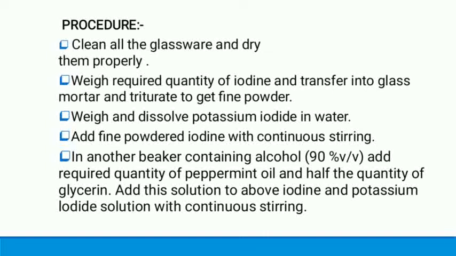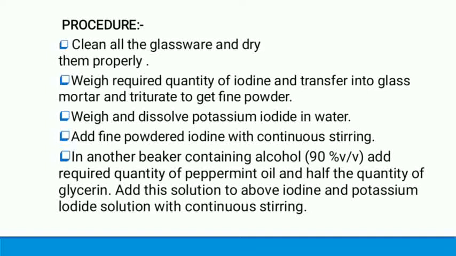I'll just repeat these steps. You have initially weighed the required quantity of iodine and transferred it to the mortar and pestled it. Then you have weighed and dissolved the required quantity of potassium iodide in water, and to that solution you have added iodine with continuous stirring. Then you have taken another beaker, in which you have added alcohol 90% and the required quantity of peppermint oil, and to that you have added half the quantity of glycerin that you need. And this solution you have added to the iodine and potassium iodide solution with continuous stirring. I hope it is clear till now.